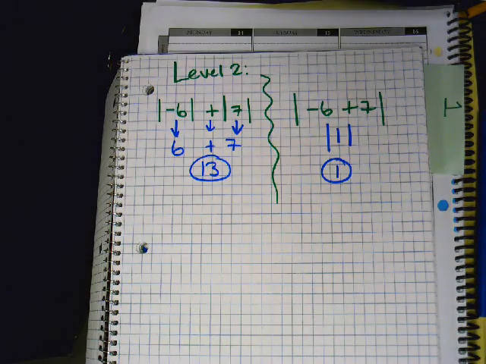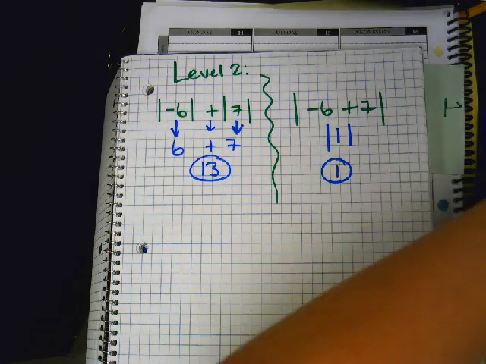Your answer is 1. Okay? So, 5. Here, you drop them down because they're individual. Here, because it's a math problem inside, you do the math problem first and then take it out of the bars. All right, let me show you this one.